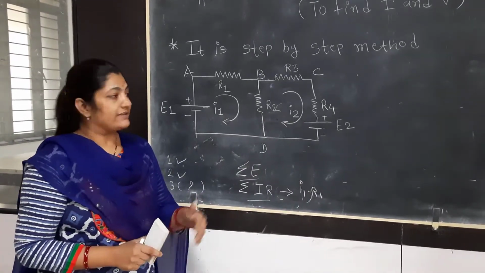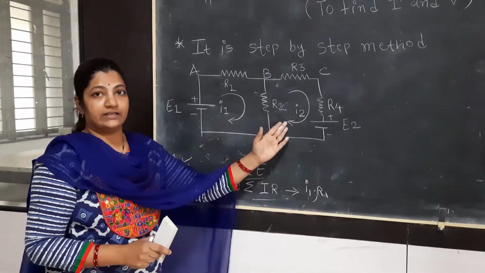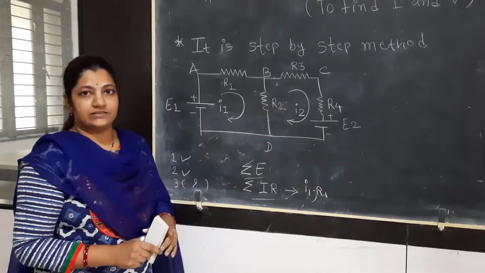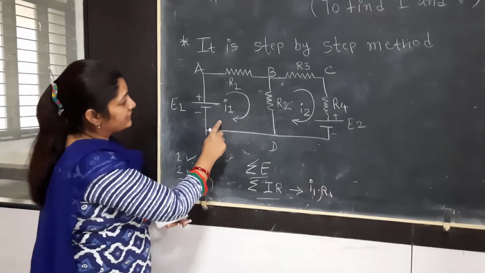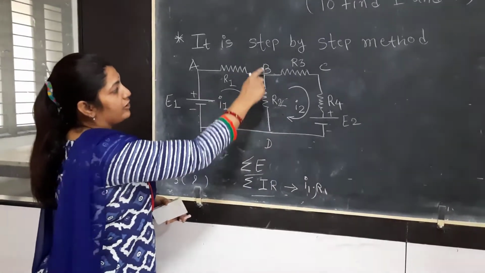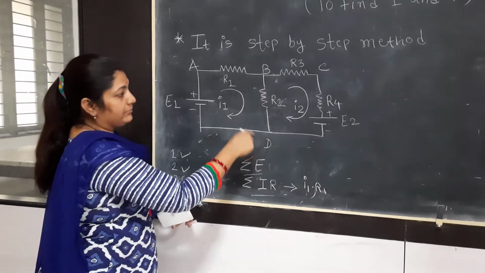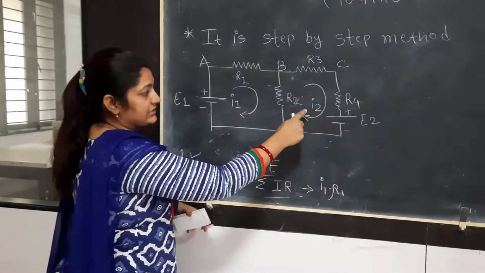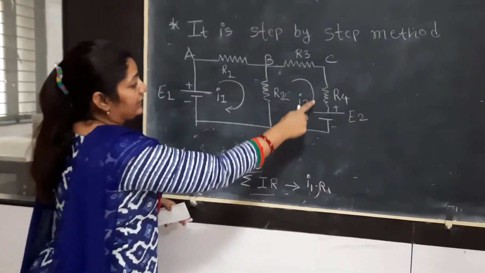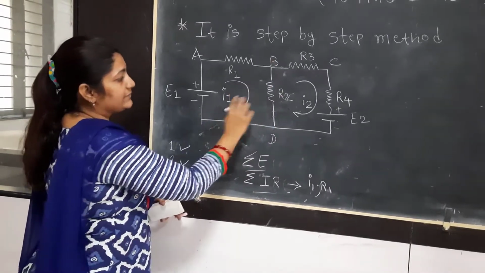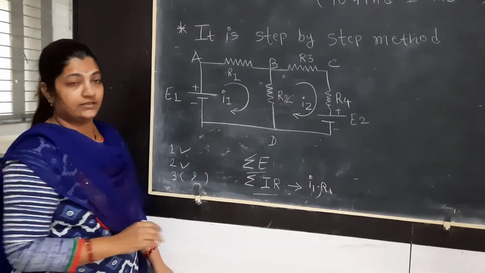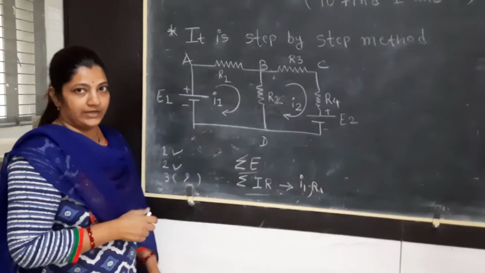But we need to check what is the relation between this I1 and I2 as far as the middle branch is concerned. Let me trace the path. I1 is moving through R2 from point B to D. But I2, branch of second, is moving from D to B. It means both are having the opposite nature with respect to R2 branch.